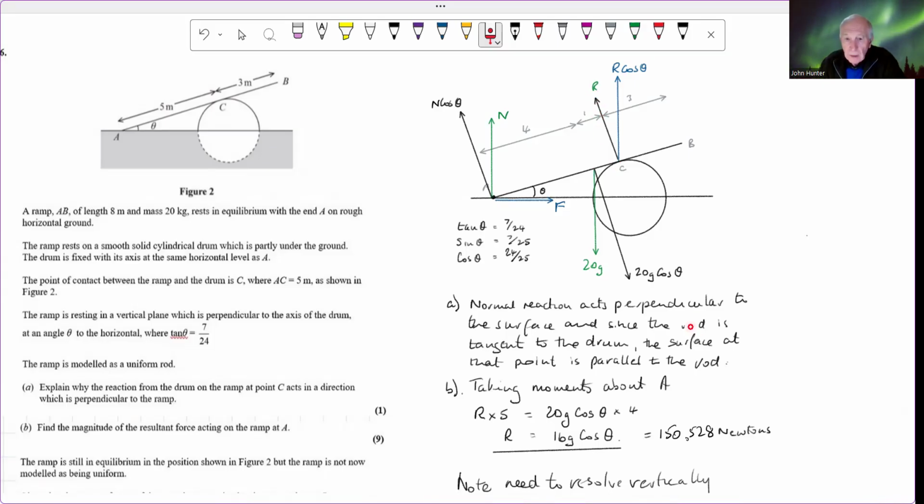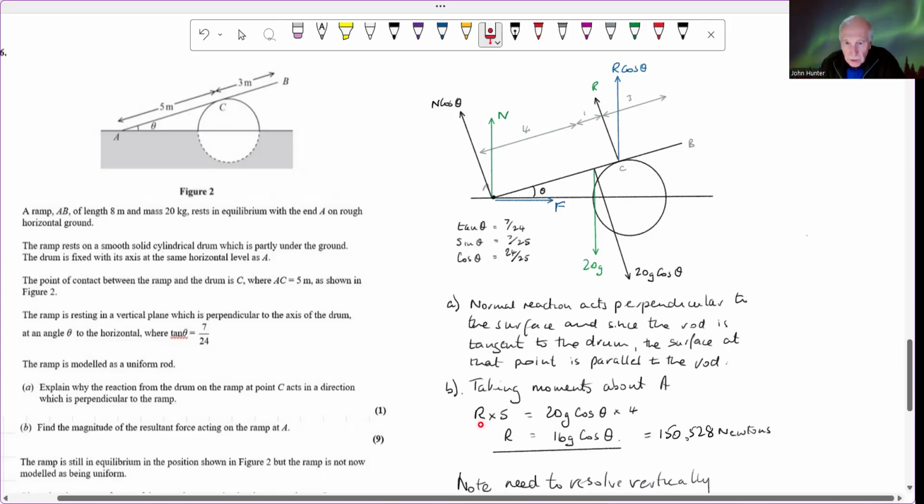Okay, so that works out quite nicely. Those two moments are equal. So R times 5, times the distance, is equal to this force here times that distance, which is 4. So R is going to be equal to that, which works out at 150.528 newtons.